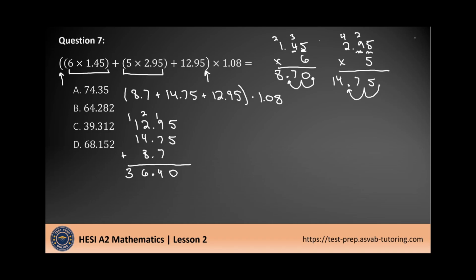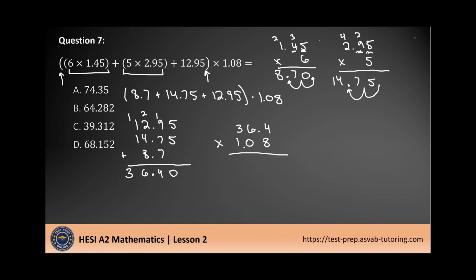Now we have to multiply by 1.08. It's going to be our last step. 36.4, I'll leave off the 0, and I'll write out 1.08. So for multiplication, it doesn't matter if we line them up. Actually, we're not going to line them up. We deal with the decimals at the very end like we did earlier, just by counting the number of places to the right of the decimal, and we use that to move our decimal in our final answer to the left.